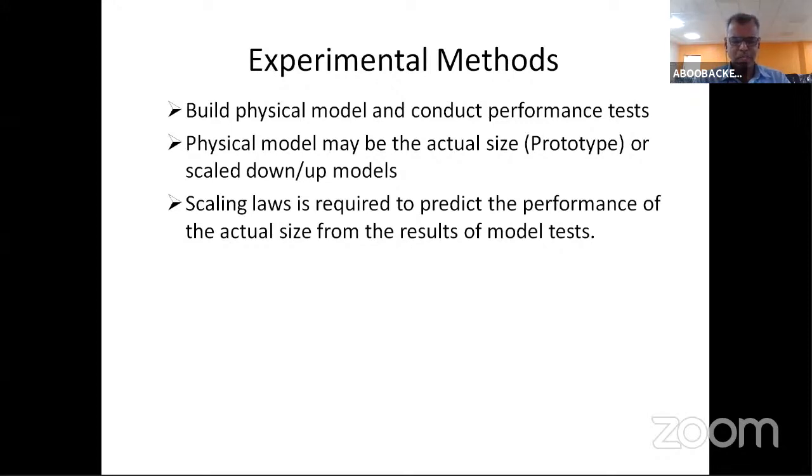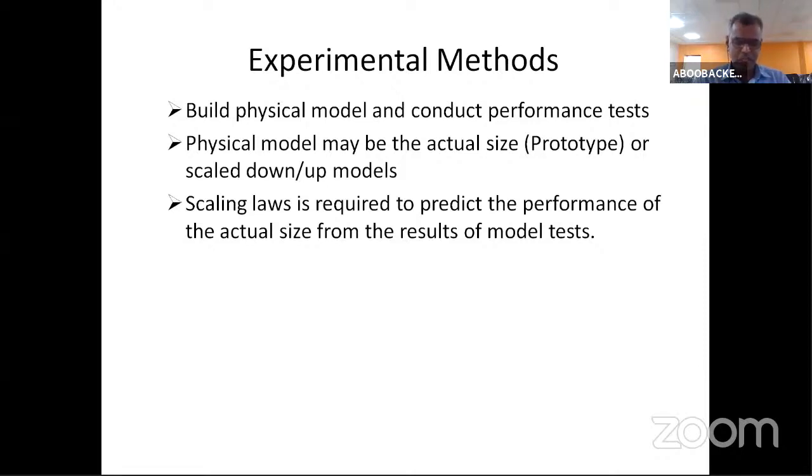In many of the cases, the model will be done at a smaller scale or with scaled down equipment, because building the actual size equipment will be very costly as well as very time consuming. So usually what is done is build smaller size equipment, then test its performance, and parallelly make a computational model also for this scaled down model, then validate the computational model with the results from the physical scaled down model. Once we have a validated computational model, that model can be used for predicting the performance of the actual size equipment. This is not an easy job, but it is done.